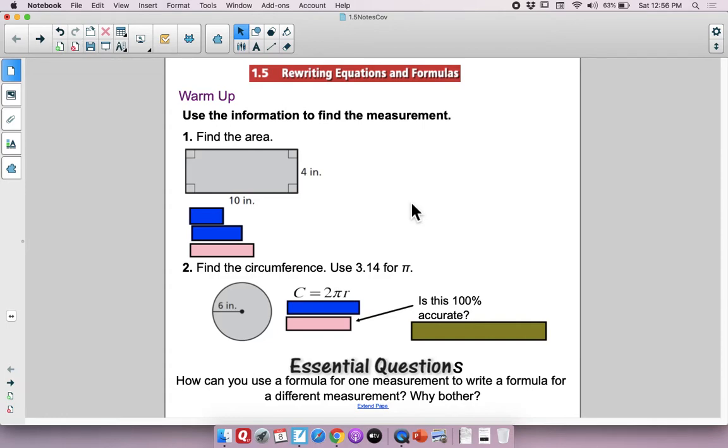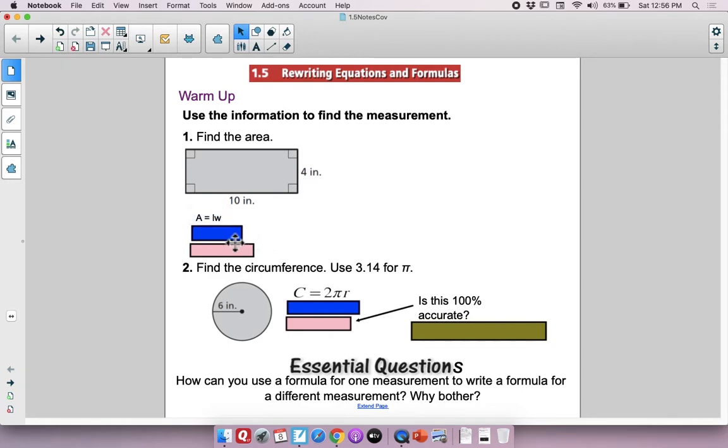So I want you to find the area of this rectangle, and I'm sure you remember what the formula is for a rectangle. So go ahead and figure that out. And then for number 2, find the circumference. And I've given you the formula there. Circumference equals 2 times pi times r, where r is the radius. So in this case, it's 6. And answer those.